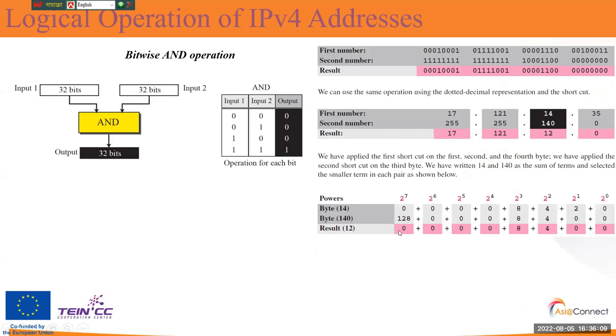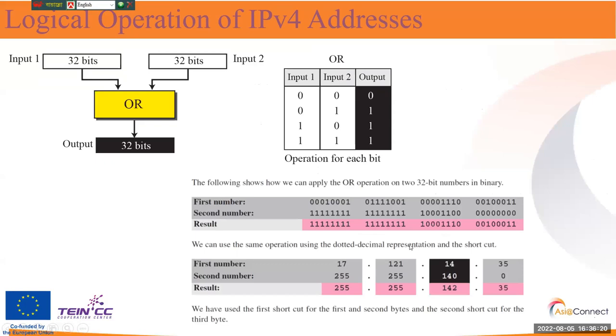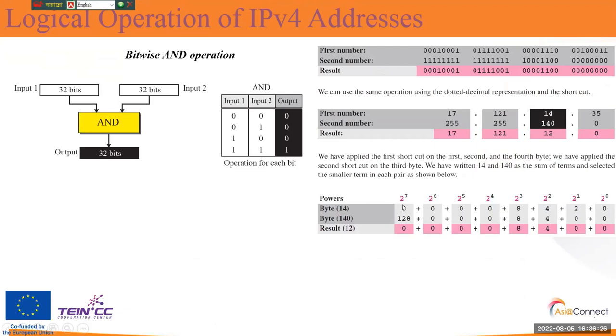We need to convert this power. Okay, 128 and 0. So 14 converts this way and 140 converts this way. For the OR operation, we know about the OR operation, so you can see 0 1 1, 1 0 1, 1 1 1. In that case, you can see 0 and 128. So in that case, here is the AND operation.